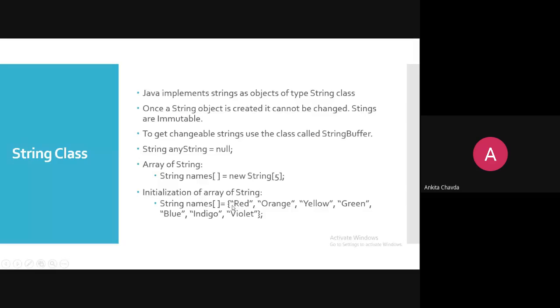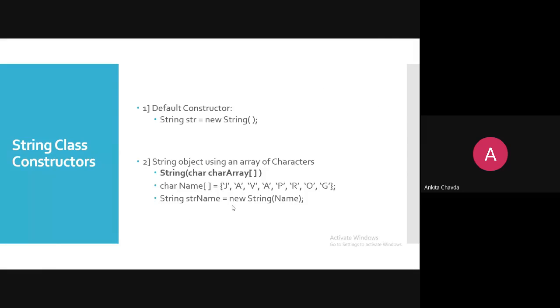Now the very first thing about the string class. If you are creating a string class object, I'll write String str equals new String, and I'm just giving this. It will create the new object and at the same time call the constructor, which is nothing but the default constructor. If you know this, then it's fine. If you don't, you can skip this for right now.